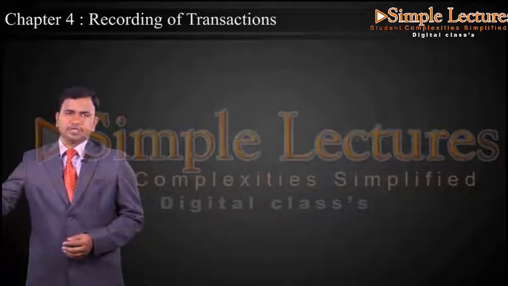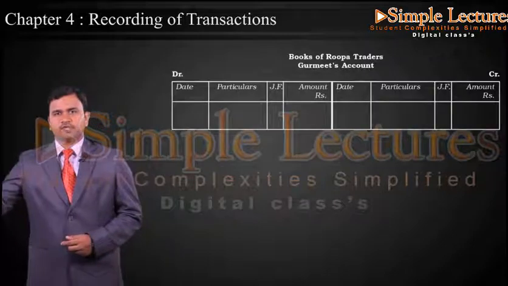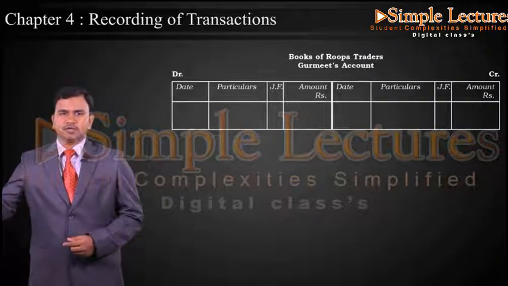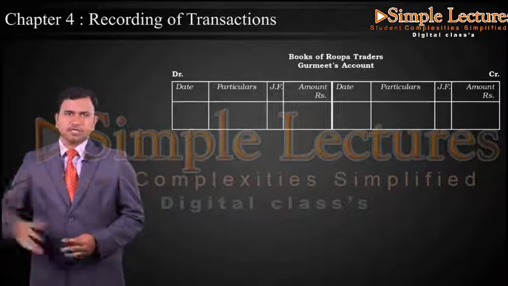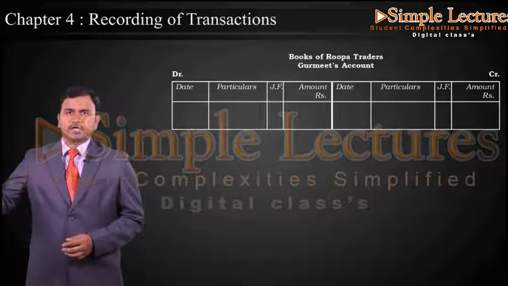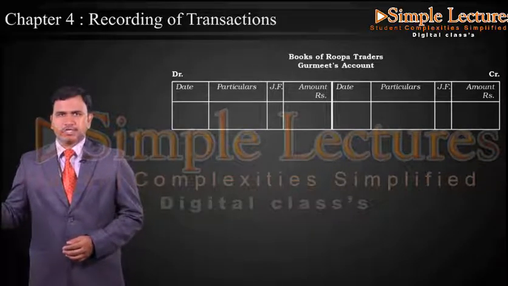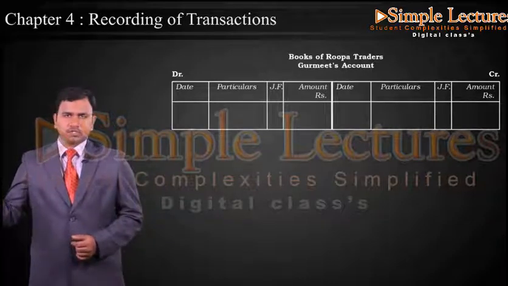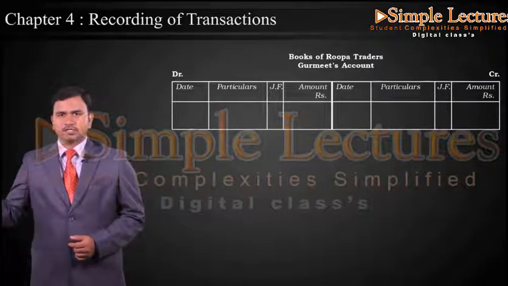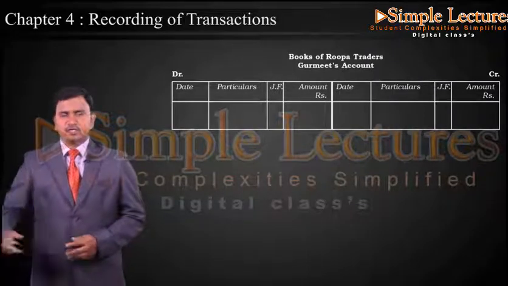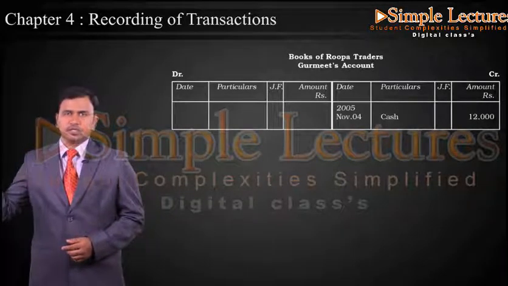The heading will be in the books of Rupa Traders, Gurmeet account, and the format remains the same for ledger: date, particulars, amount, date, particulars, amount. On the left hand side DR and on the right hand side CR. In the cash book the entry was in the debit side, so it will be posted to the credit side. The entry we show is the name of the account we are taking it from, in the credit side. So the date will be November 4, by cash account, amount 12,000.